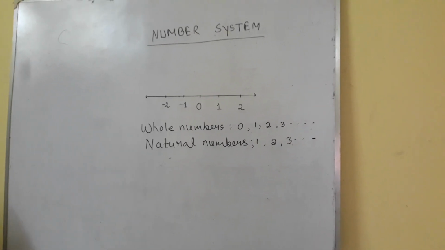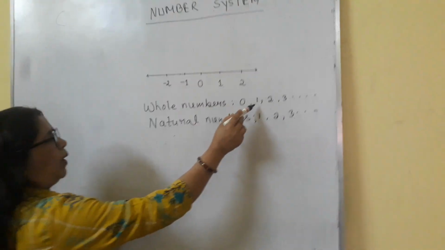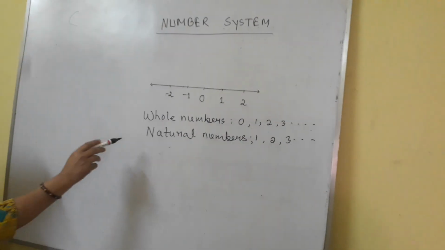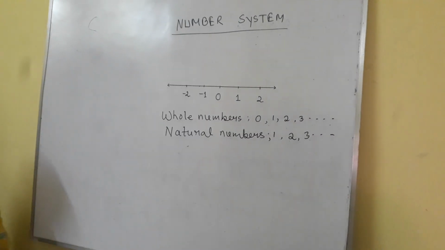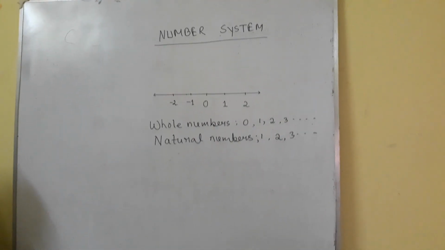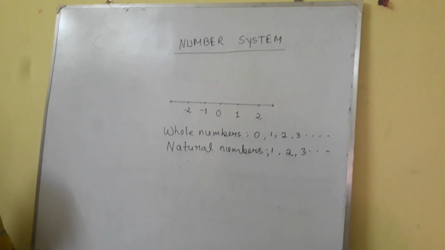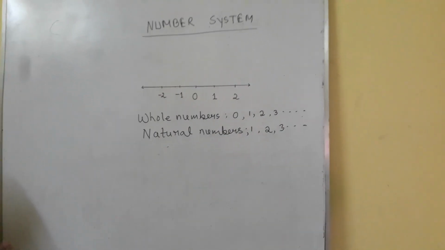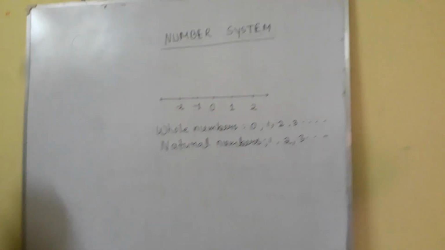Now in these number systems, we have the whole numbers starting from 0: 0, 1, 2, 3 and so on, that is known as whole numbers. Natural numbers start from 1, 2, 3 and so on. Now the combination of positive numbers and negative numbers together we call the rational numbers. That may be another definition of rational numbers, that is the collection of all the positive numbers and the negative numbers.